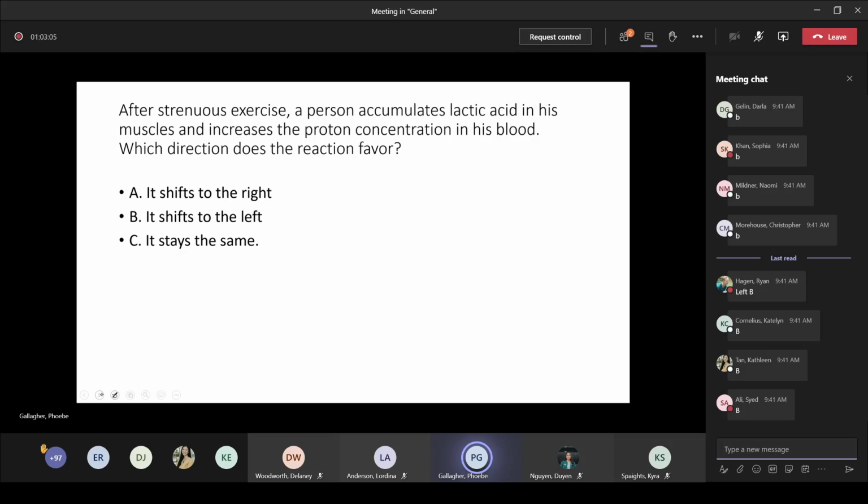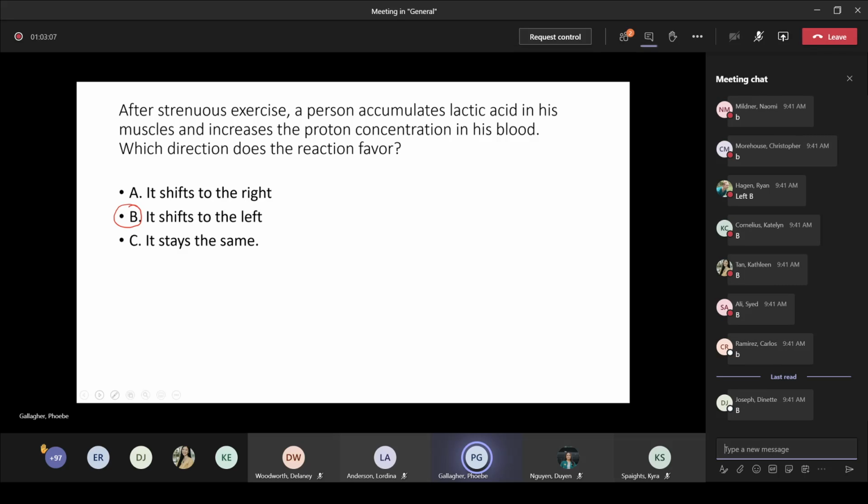Okay, awesome. It looks like everybody's choosing B, and that is the correct answer, because remember, if your protons increase, you're going to shift to the opposite direction, which is the left. Great. Did anyone not understand that?